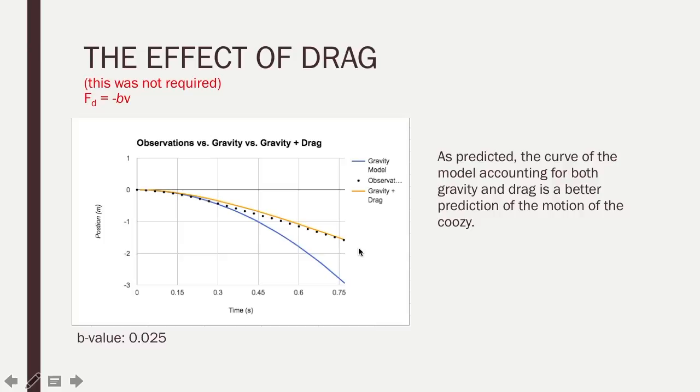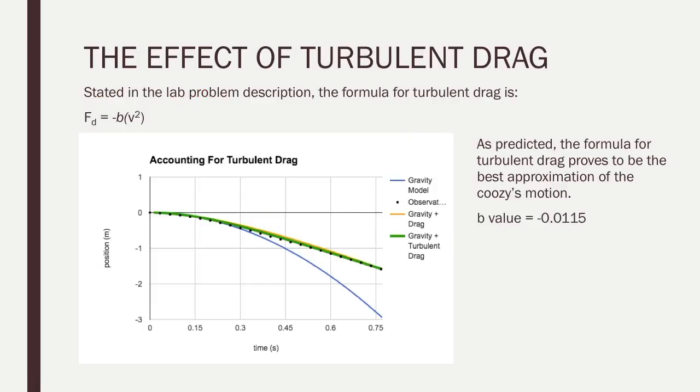So keeping with that model, I went in to study the effect of turbulent drag on the koozie. This was stated in the lab problem description, and the formula for turbulent drag is the proportionality constant negative times the magnitude of the velocity squared. As I predicted, the formula for turbulent drag does prove to be the best approximation of the koozie's motion. In order to get the values to be similar to the last observed value, I changed the b value to negative 0.0115.